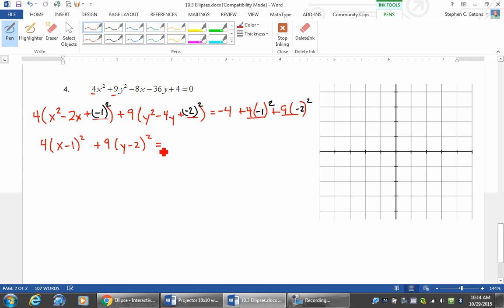All right. I got 36. Is this standard form? No. How do I get it there? Divide everything by 36. Now you're going to want to do the canceling first. 4 goes into 36 9 times, and 9 goes into 36 4 times. So we are in standard order right now, so you don't have to change the order.